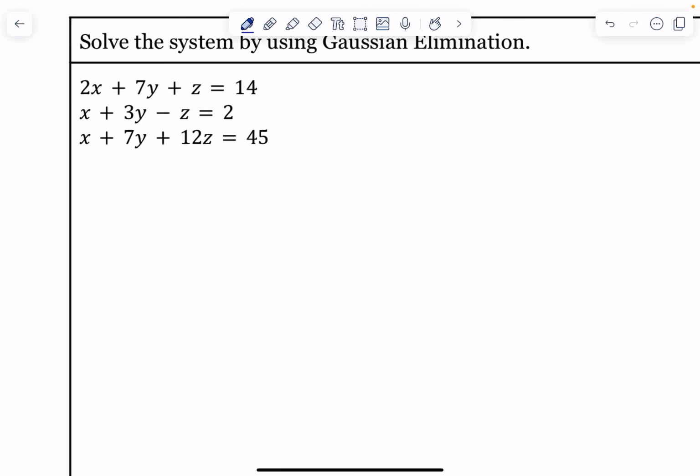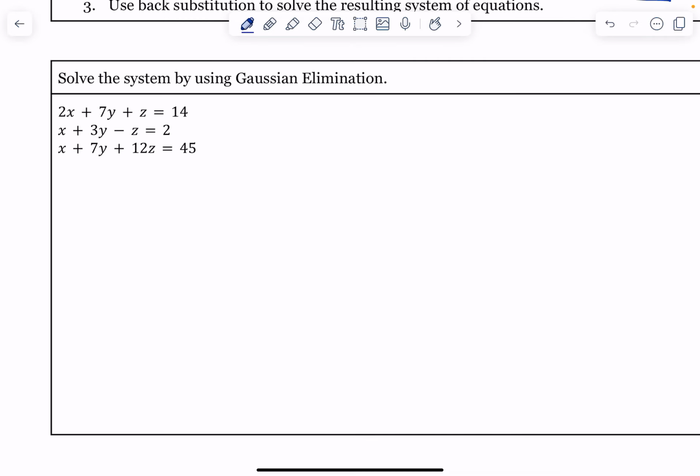So you are going to need to write pretty tiny to fit all your work in here. So let me make my pen a little smaller too. The first thing I need to do is write my system as an augmented matrix. So that would be 2, 7, 1, and then 14 on the other side of the bar. And then my middle equation would be 1, 3, negative 1, 2. My bottom equation would be 1, 7, 12, 45.